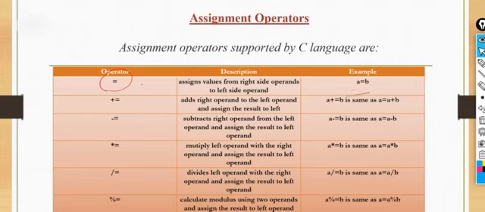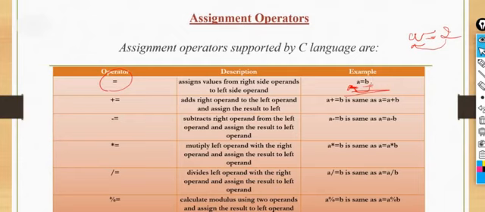Like if you're writing a equals to b, the value of b you can assign to the value of a. So on the right hand side you have to put the operand whose value you want to insert in the left hand side variable. So common sense it is actually. You have already seen a equals to 2. What it means, 2 is a value that you are assigning to a. It's a very simple thing. So any value can be there in b, and that you can assign to a itself, right?